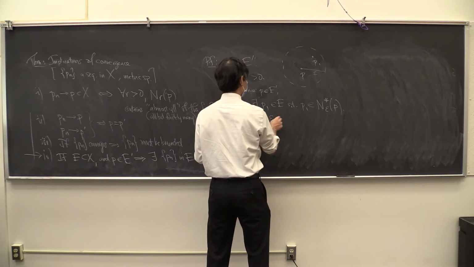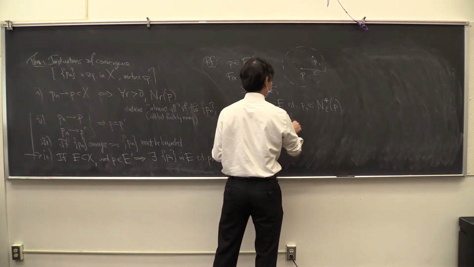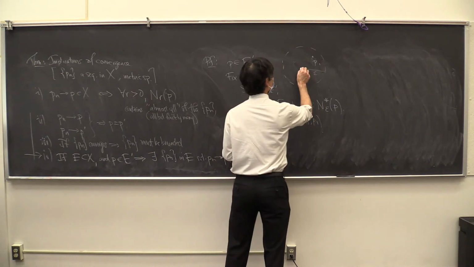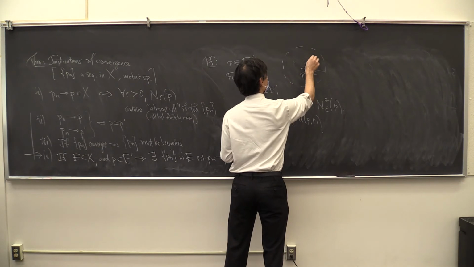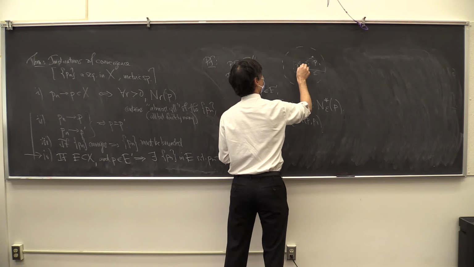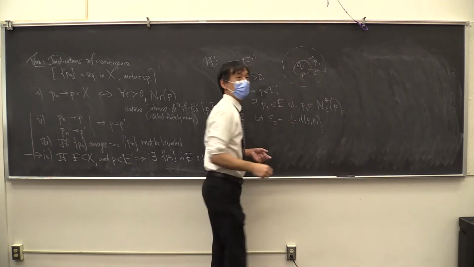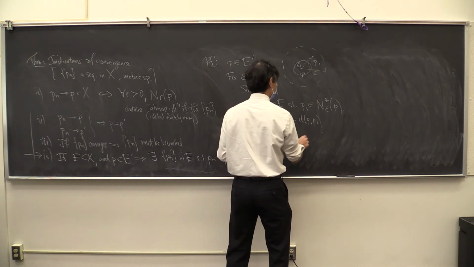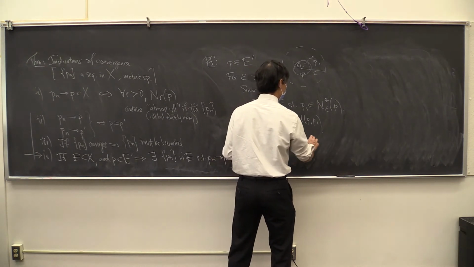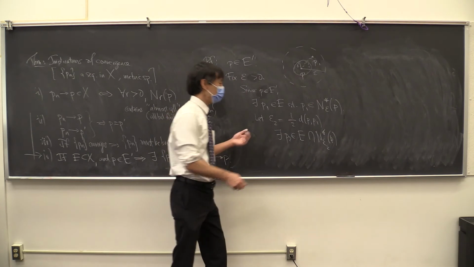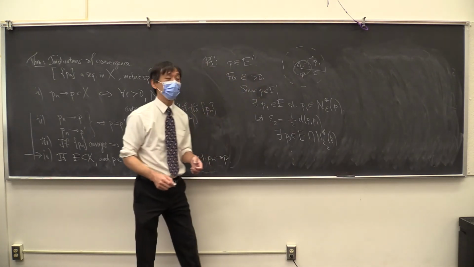let epsilon 2 be half of the distance from P to P1. So you go like this, and you say, let epsilon 2 be half of that distance there. Then we know that similarly there exists a P2 that's in E, and it's also in the epsilon 2 neighborhood of P. And then you just keep on going in this way.